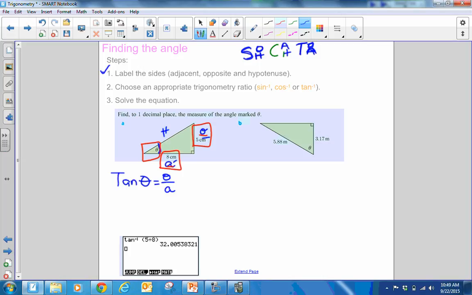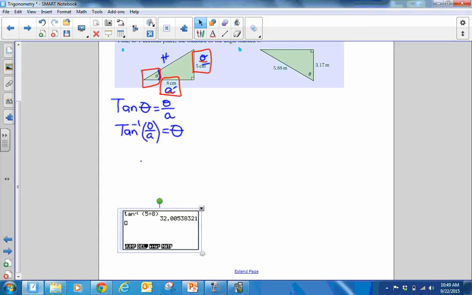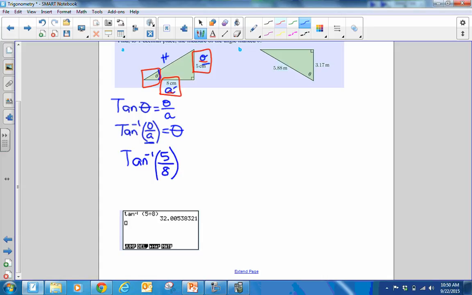Now, they're asking us to find the angle, and to find the angle, what you need to do is change this to the inverse, and you do the opposite over adjacent inside, and that's going to give you the angle. So that's the way you find the angle. You put the inverse and inside it you put the ratio. Opposite is 5 over adjacent is 8 equals the angle.